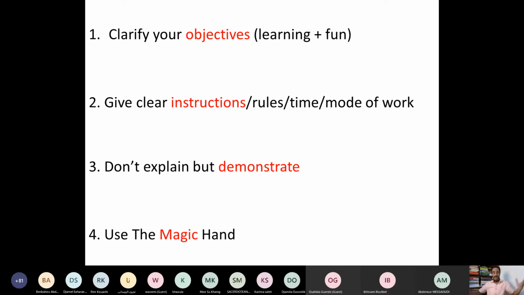And number four, to avoid confusion, to avoid disorder, to avoid troublemakers, what do you have to do? You have to teach them about the use of the magic hand. And my question, do you have any idea? Do you know about this, the magic hand? Have you ever used this before?